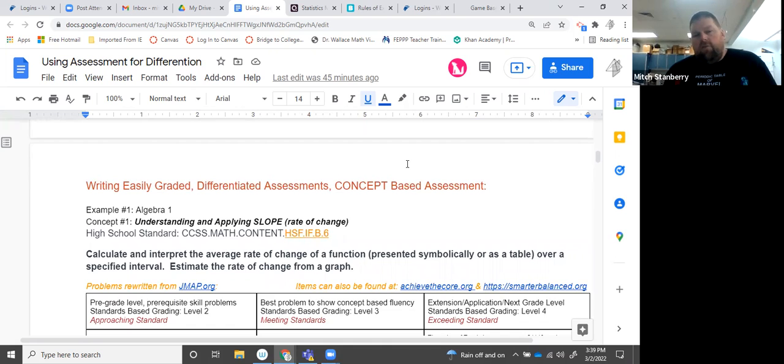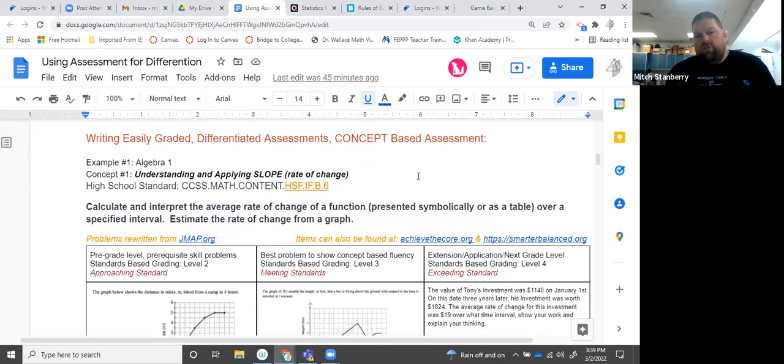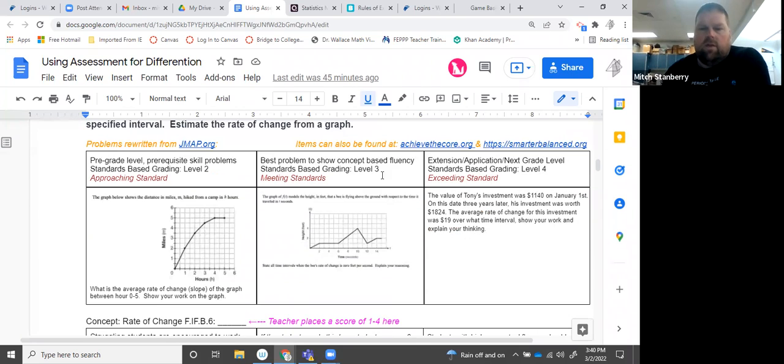what I try to create here with writing assessments and how this is differentiated is this is a standard, and then I'm going to give you some examples mathematically of writing this 3-question based idea, and the idea of what it looks like to be approaching a standard, what it looks like to be meeting the standard, and what it looks like if I can do a problem that's exceeding the standard.